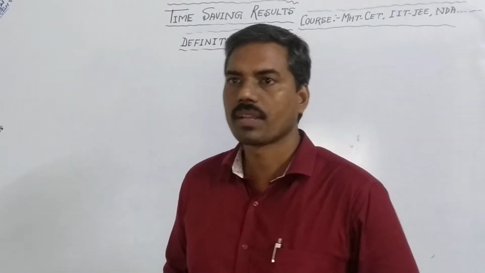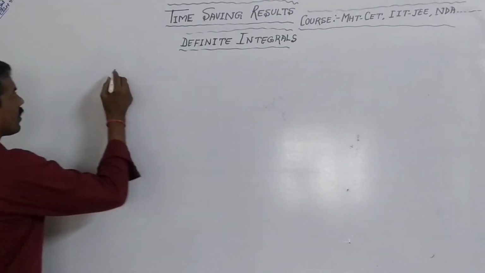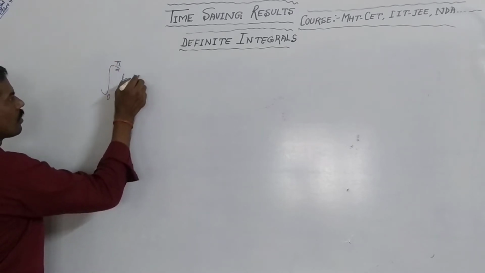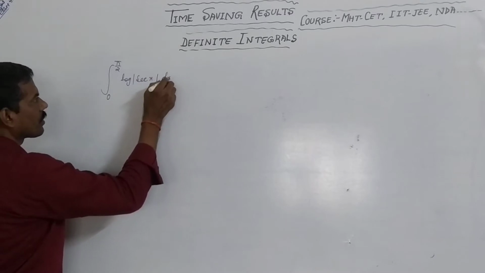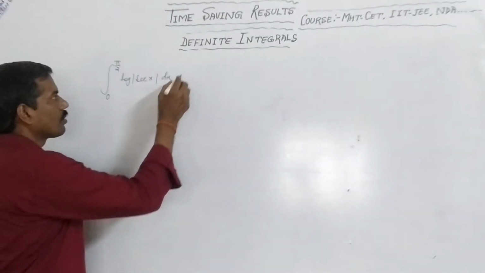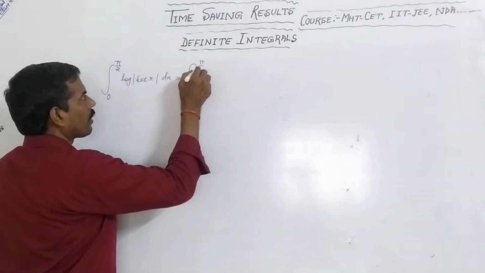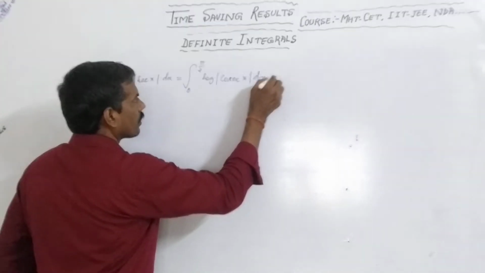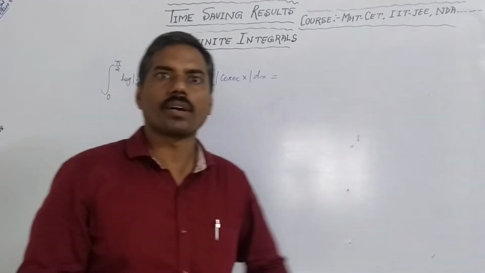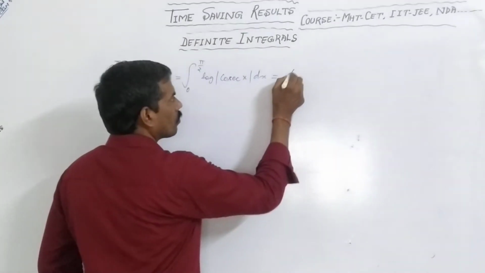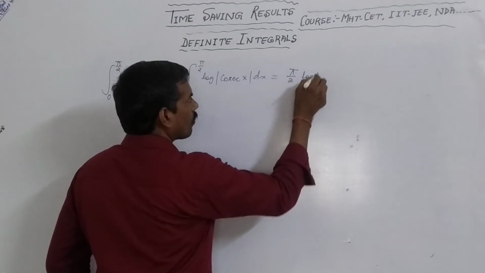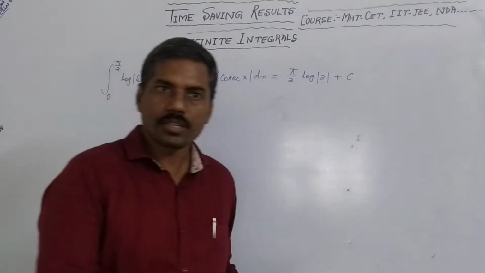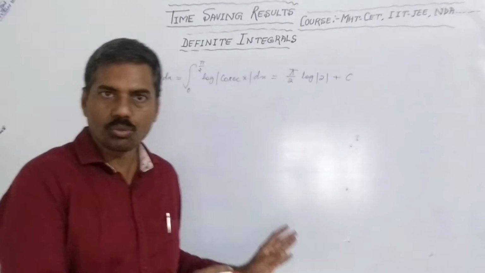Students, please see carefully. The result is written as integral from 0 to pi by 2 of log of mod of sec x dx is equal to integral from 0 to pi by 2 of log of mod of cosec x dx, and these two integrals are equal to pi by 2 into log of 2 plus c. Okay, let us prove these two results.